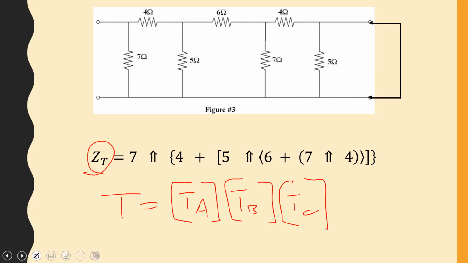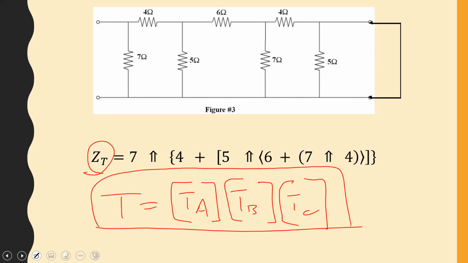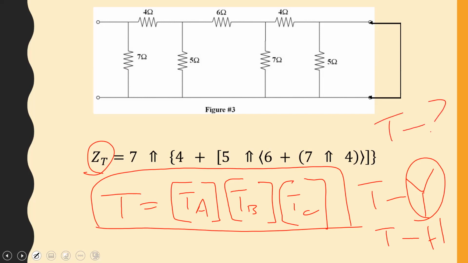Good. So you're going to split the network into 3. And having found T, you're then going to convert T to Y, T to H. Now I've given you the values for Y, so you can confirm whether or not your T is correct. You have your T to Y, your T to H, and your T to Z. So you understand the assignment?